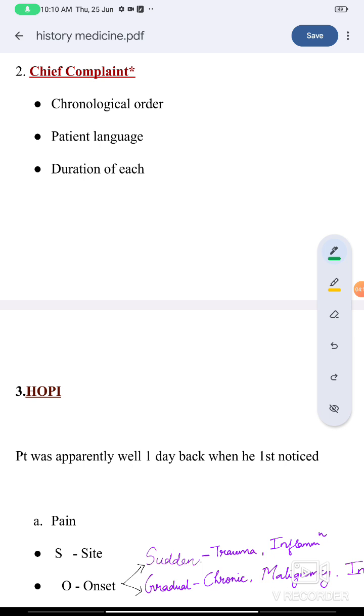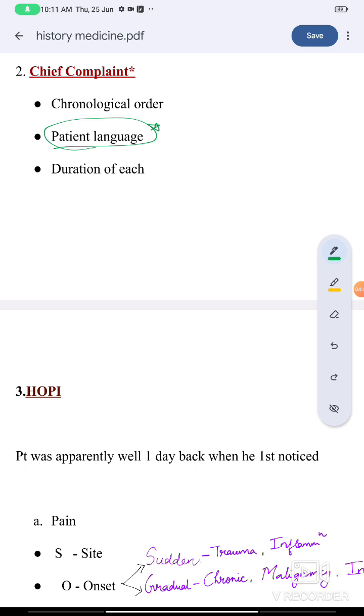So the chief complaint must be in the patient's own language. This is very important. You cannot write the term pyrexia. If the patient says he has fever, you have to write fever. If he says he has pain, then you have to write pain. You cannot use any specific medical term. If the patient complains of pain in the stomach, it is not pain in abdomen. The patient will not know terms like abdomen. So you have to write it in the patient's language.